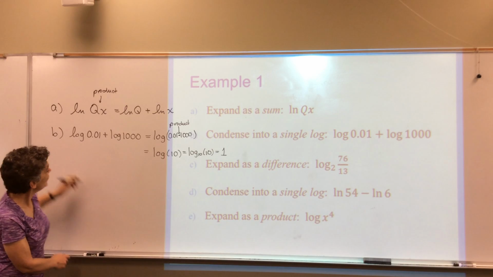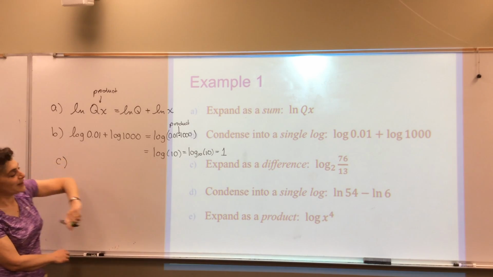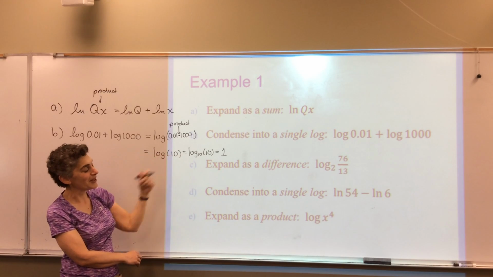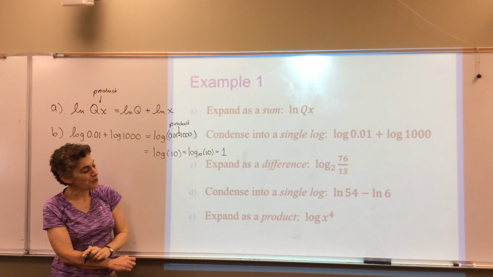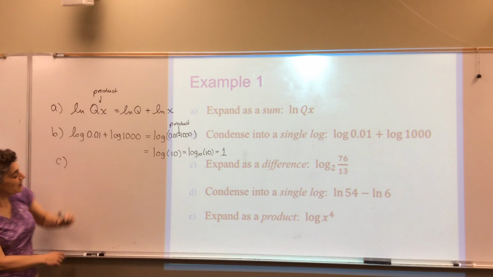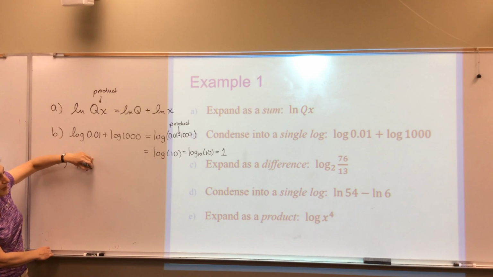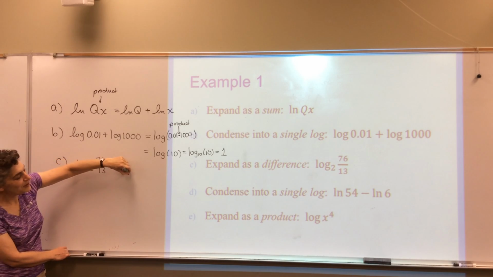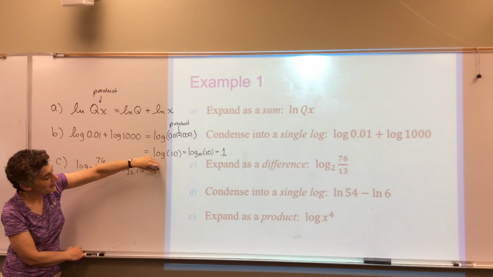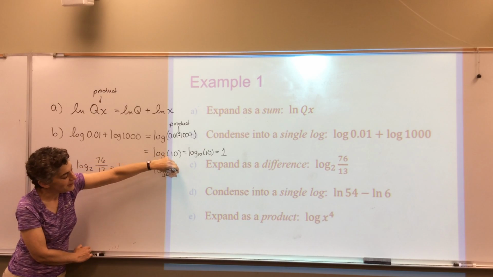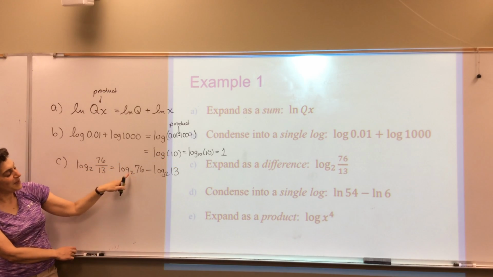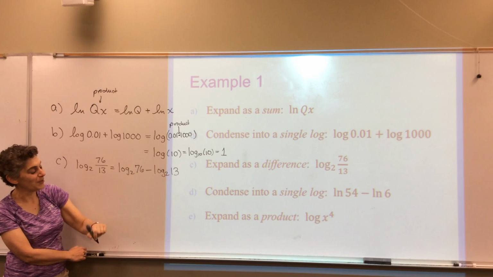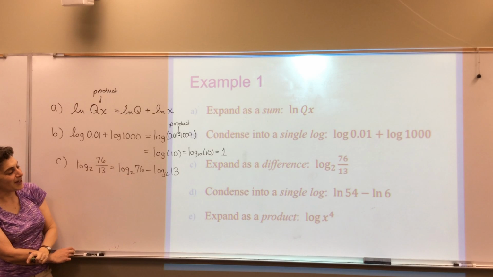In part C, we are expanding, so we're using the law in the forward direction instead of backwards like we did in B. This one's a quotient, a fraction of two numbers, and therefore we use the quotient property, which changes one logarithm into two that are subtracted. In this case, I don't think we can simplify because I don't know what power of 2 makes 76 or what power of 2 makes 13, so we'll just leave the answer in that form.